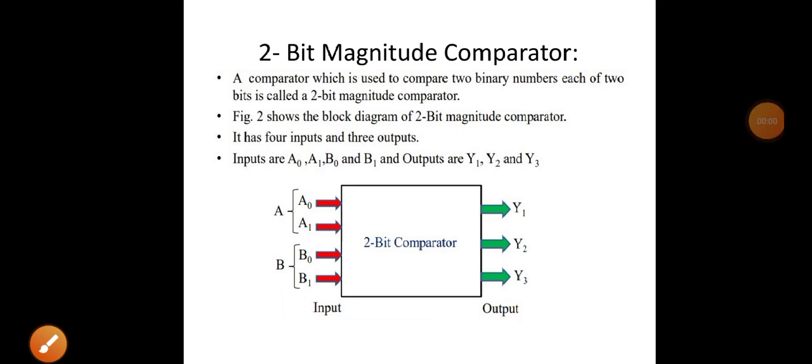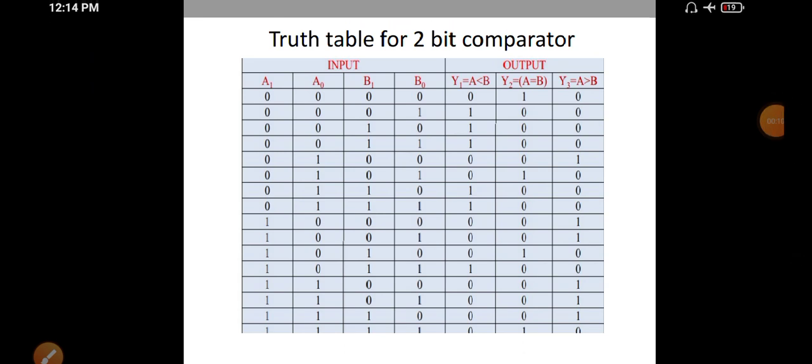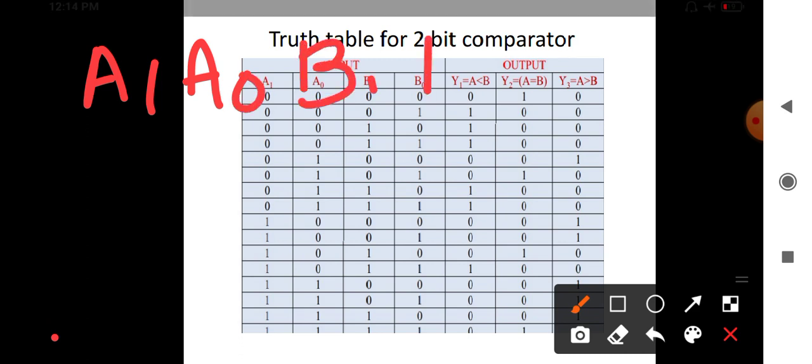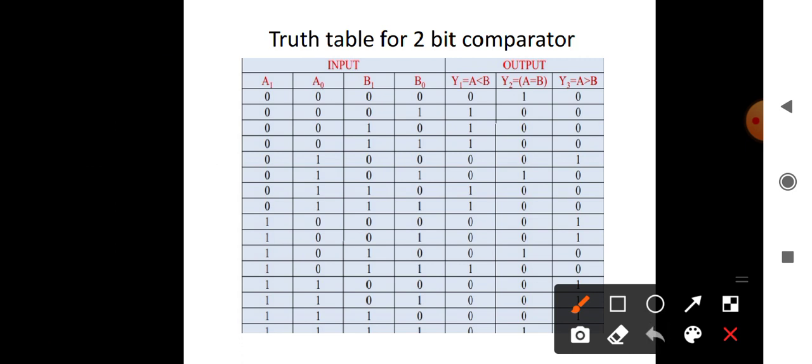We have been studying the 2-bit magnitude comparator. Now we see the truth table. In this truth table we have A1, A0, B1 and B0. A0 and B0 are the least significant bits, and A1 and B1 are the most significant bits. So we are comparing A1 with B1 and A0 with B0.